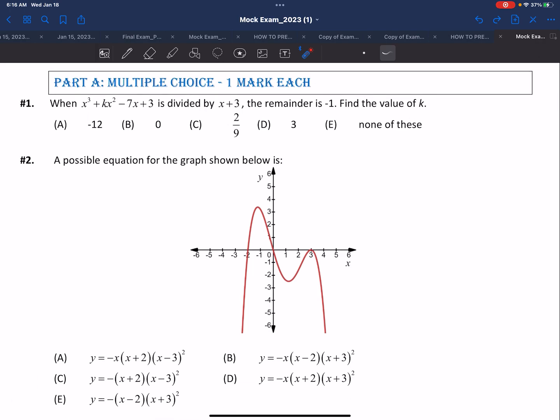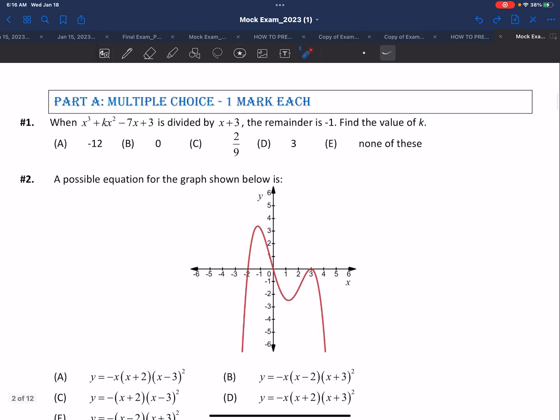So the mock examination, just like the final exam, is made up of two parts. Part A is in the form of multiple choice questions, and Part B is in the form of full or complete solutions. So we're going to get started with Part A, question 1. When x cubed plus kx squared minus 7x plus 3, so that's a polynomial expression, is divided by x plus 3, so that's a divisor, the remainder is negative 1. We need to find the value of k.